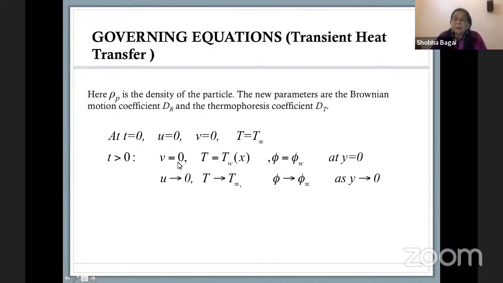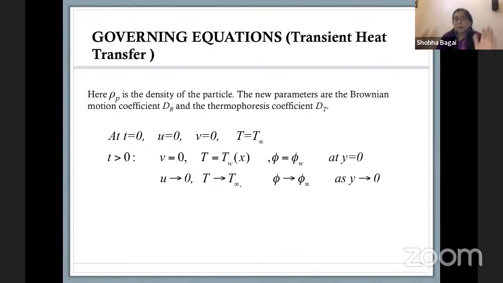The y component of the velocity is 0, and as we move towards the ambient fluid, I'm sorry, there is a typo over here. As y tends to infinity, the temperature and the nanoparticle volume fraction tend to their ambient values, and the x component of the velocity tends to 0. So those are the basic equations. It's one of the simple forms of the equations that govern transient heat transfer in a nanofluid.